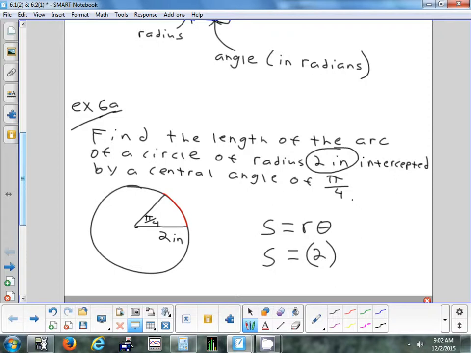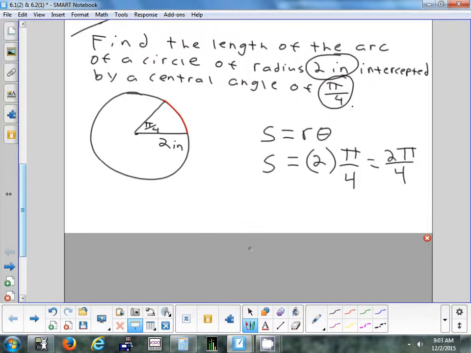And what's my angle? Yep. Pi over 4. Now, is that in radians or degrees? Radians. That's in radians. We're good to go. Just plug it in just the way it is. Okay, and multiply it out. 2 times pi. It's 2 pi over 4. And if you can, just reduce what you can. What's 2 pi over 4 reduced to? Pi over 2.